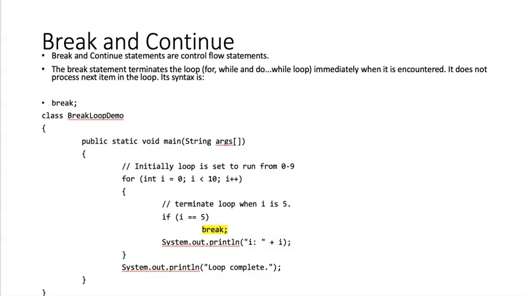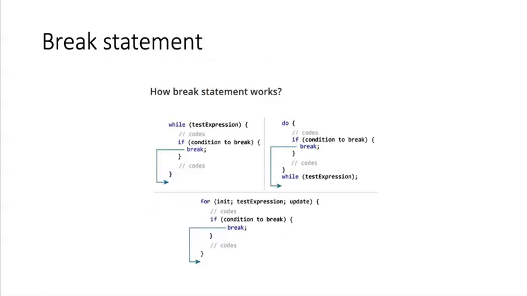You can use the break statement in all the loops: the while loop, do while loop, or for loop we have discussed so far. But it is generally associated with an if condition. If this condition is true, then you break out of the loop. That means the execution exits the loop and goes to the next line after the loop.